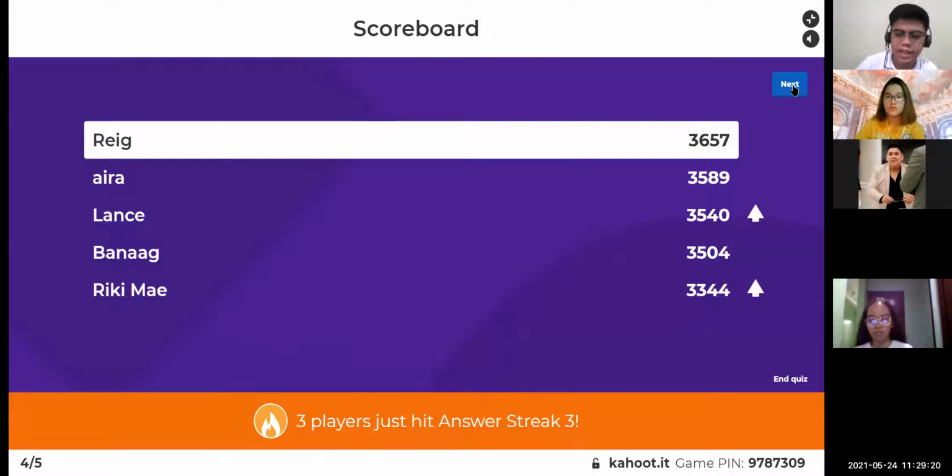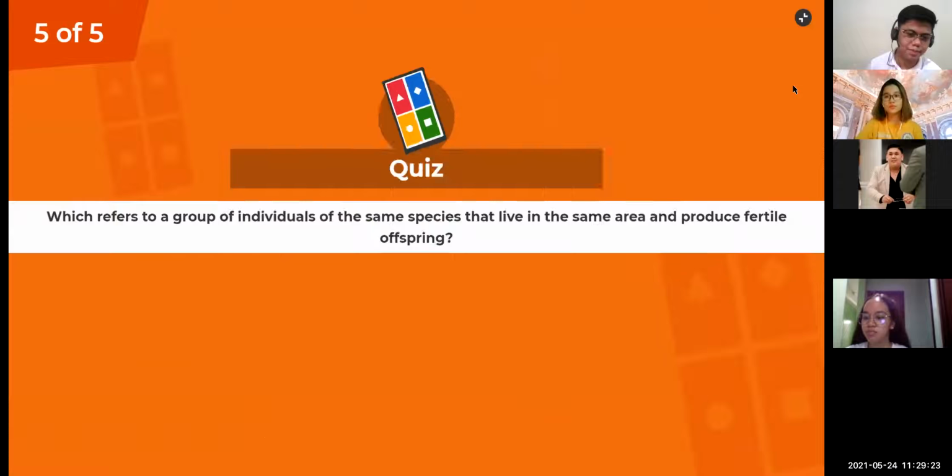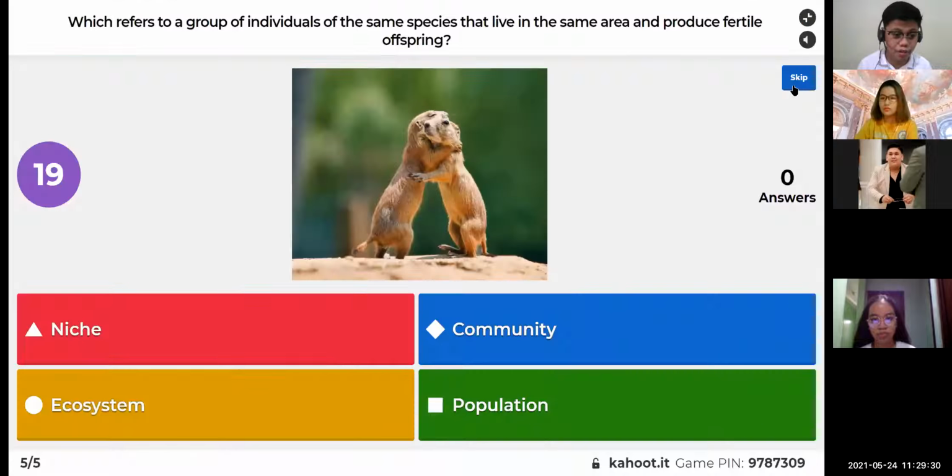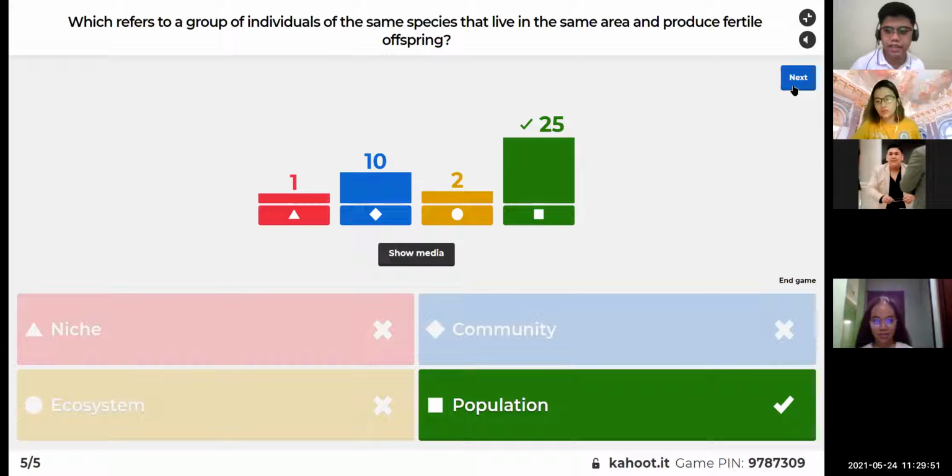Okay, last question. Which refers to a group of individuals of the same species that live in the same area and produce fertile offspring? O, madali lang. Is it a niche, an ecosystem, a community, or a population? Okay, that's correct. The correct answer is population.